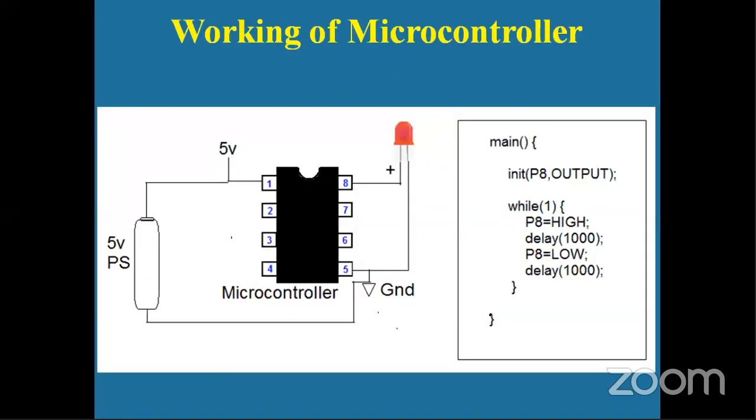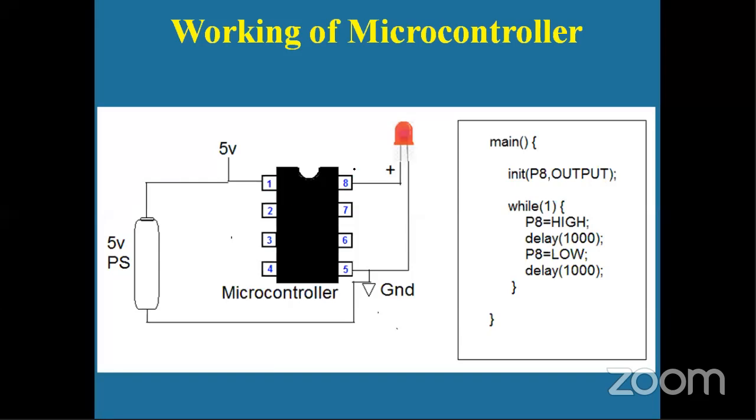Yeah, this is very, very important for all the serious coders here. How does a microcontroller work? Take this as an example. What we have here is a microcontroller. This microcontroller has 8 pins: 1, 2, 3, 4, and then 5, 6, 7, 8. You can see even the pin numbers here.